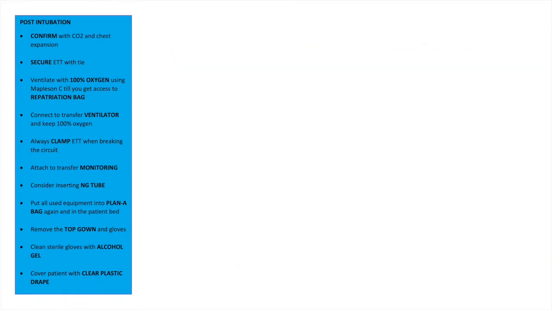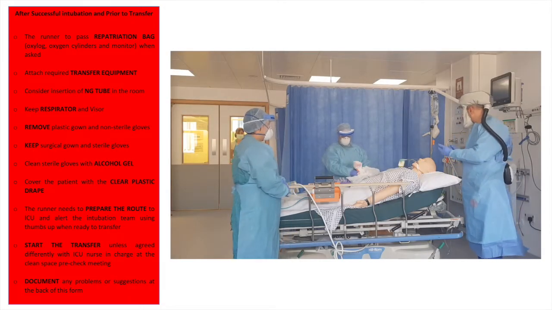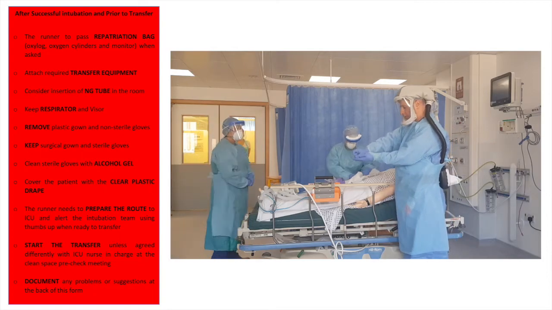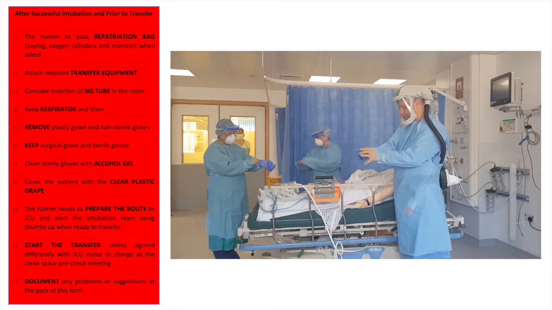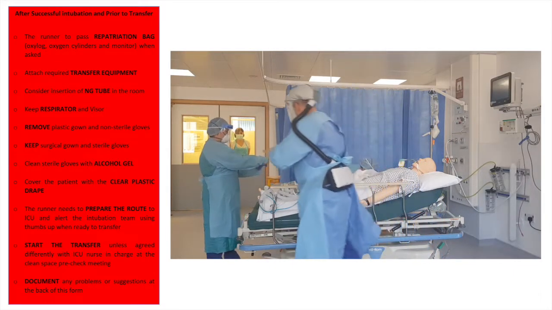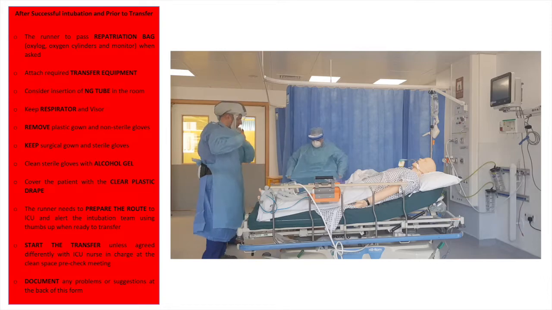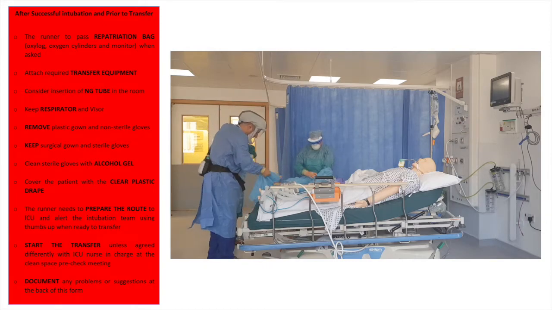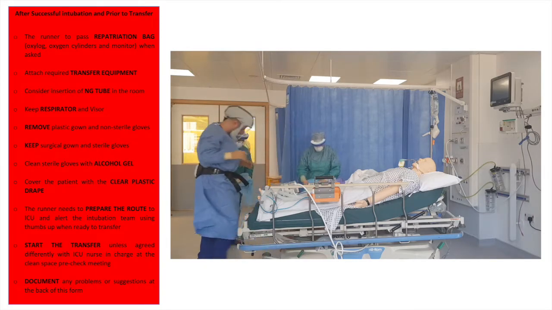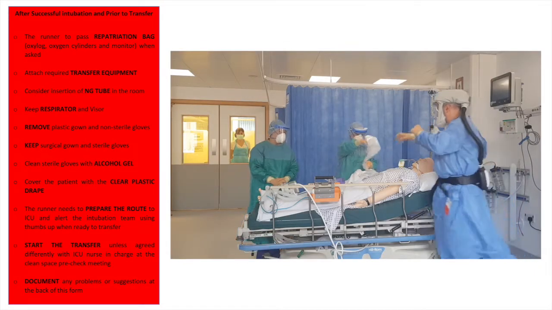Having completed the intubation locksip, return to the final part of the checklist to prepare for transfer. There is some overlap of items here. Remove your top gown and non-sterile gloves and clean the still worn sterile gloves with alcohol gel. Dispose of rubbish in the clinical waste bag. Cover the patient with the plastic drape and commence the transfer.